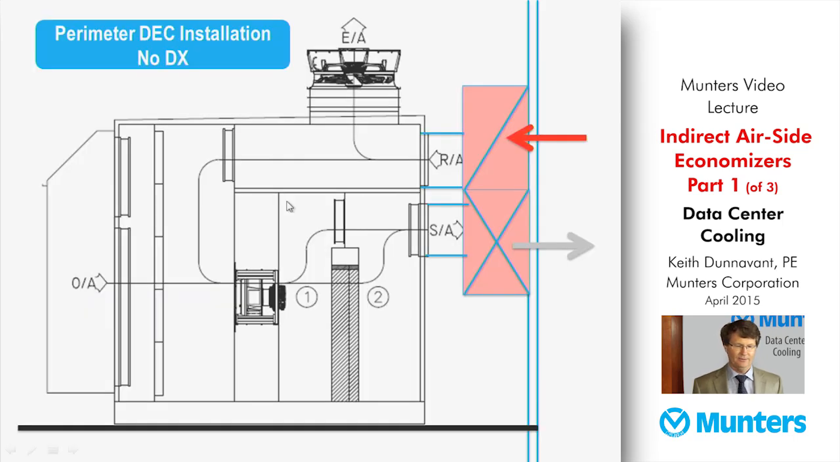Here we have a perimeter mounted direct evaporative cooler. There's no refrigeration installed. So this is a direct AirSide economizer suitable for dry desert climates for cooling data centers. So I'll walk you through this. You've got your warm air coming back into a return header. Some of that air enters the system and may be exhausted during the winter months.